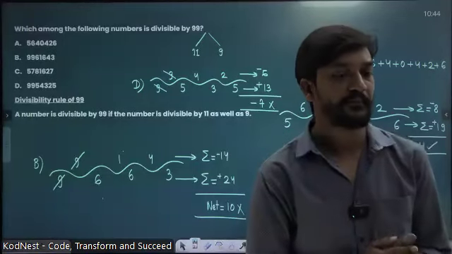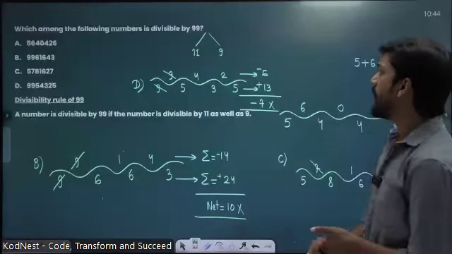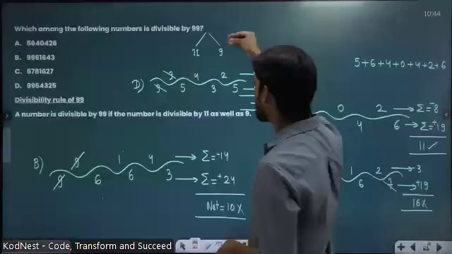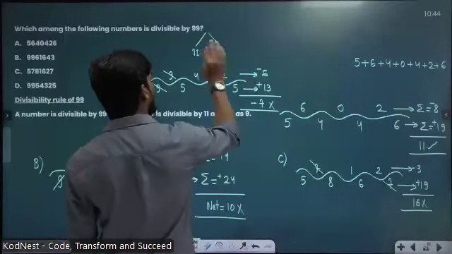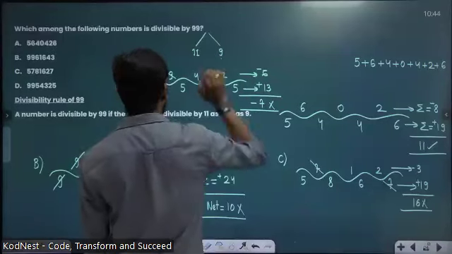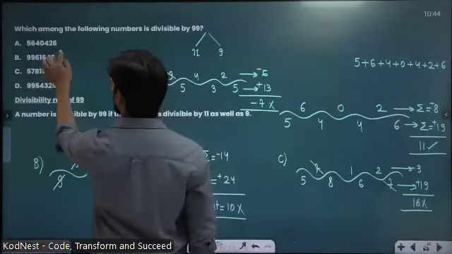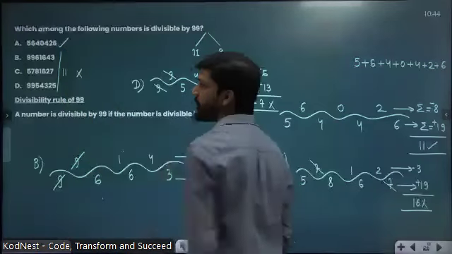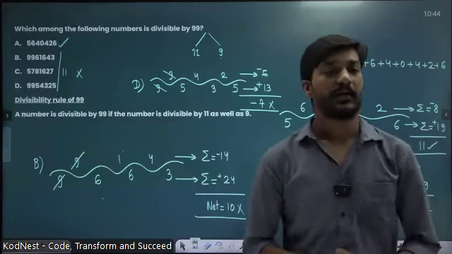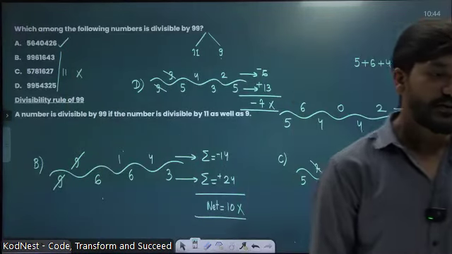Okay, all right. So I have not taken 9 first, but yes, I wanted to tell you about 11. That's why I have taken 11 first. Otherwise, I will go for 9 first. But anyways, these three options are not divisible by 11. So A option has to be correct. Understood or not? Please carefully see.